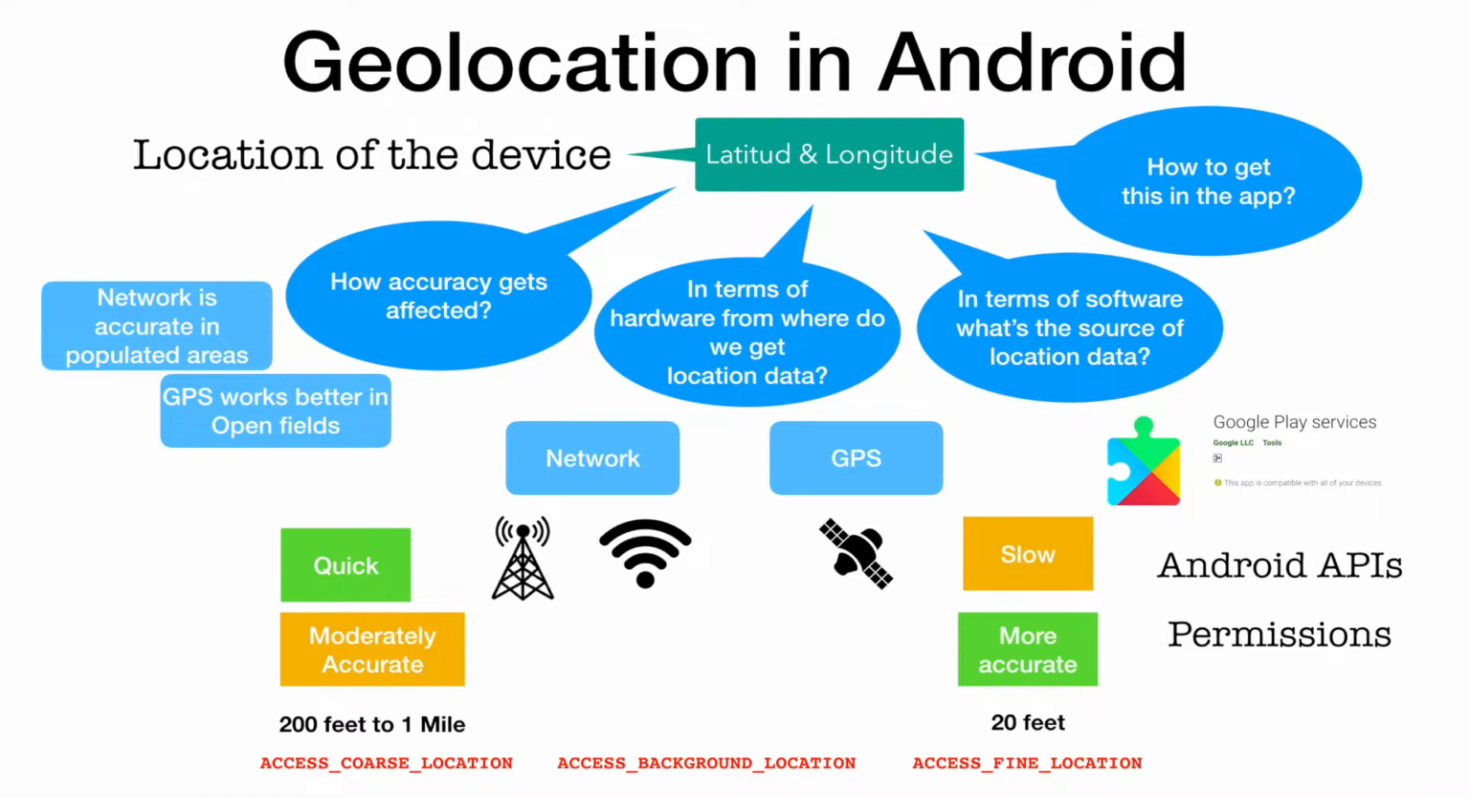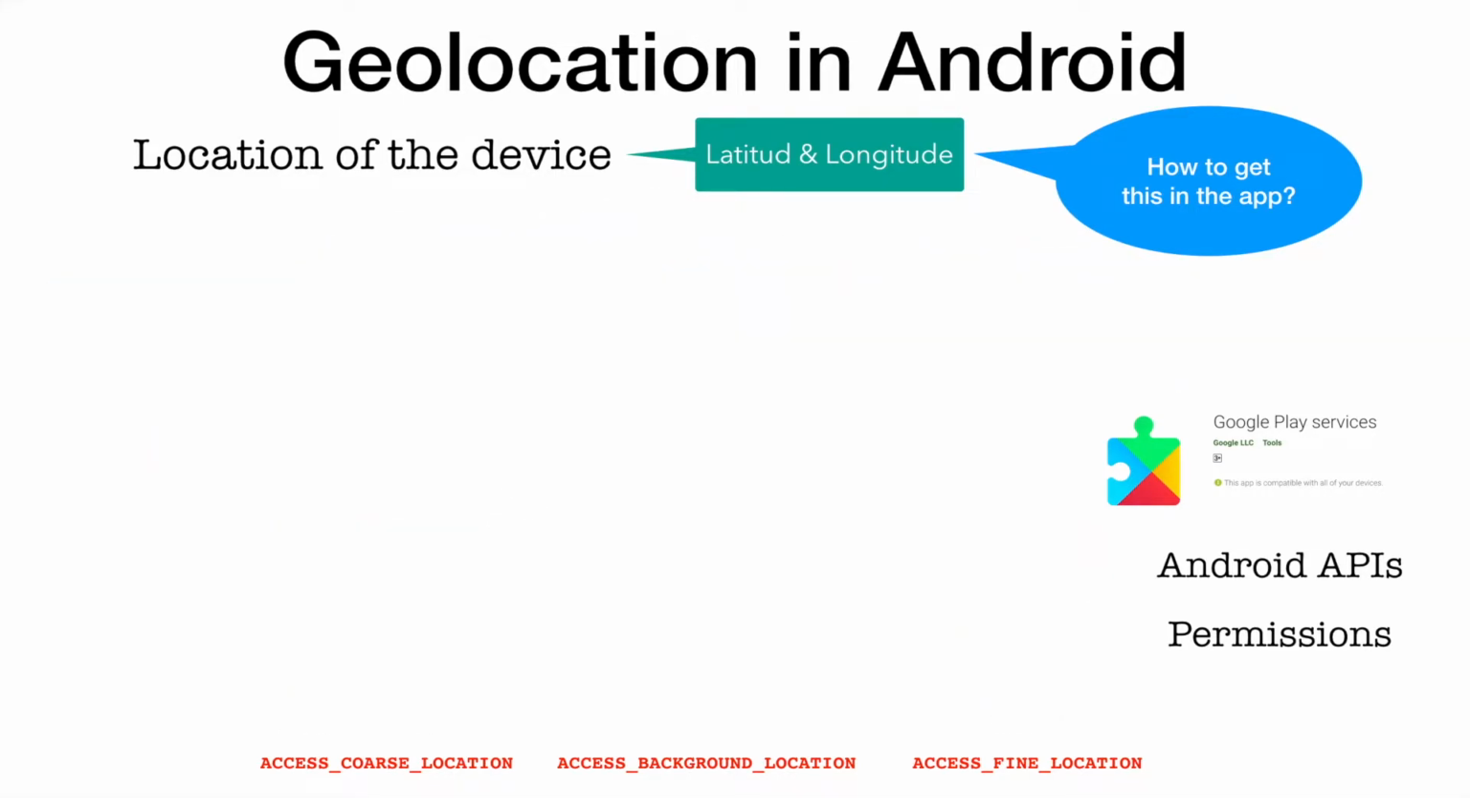In the previous video, we tried to understand some of the theoretical aspects of how location works in Android. In this video, it's time to move further and try to understand how it's actually implemented. To get started with, we will not be concentrating on accessing the location in the background, so we would not be using the access background location permission.